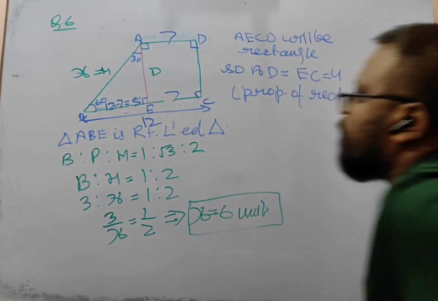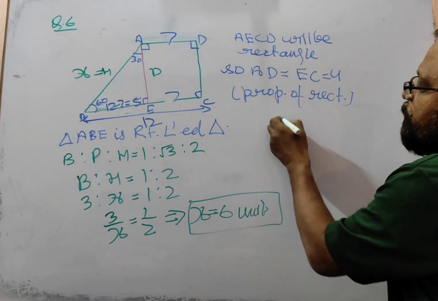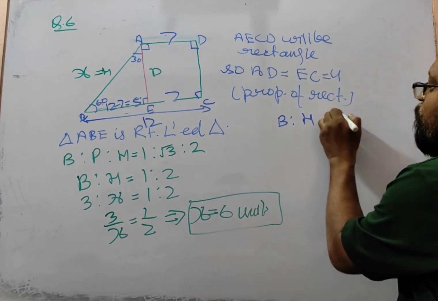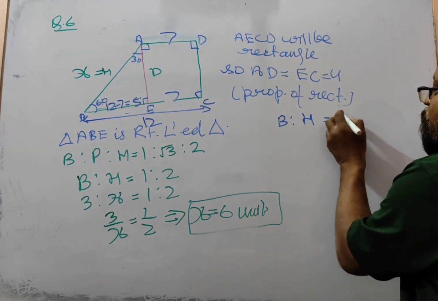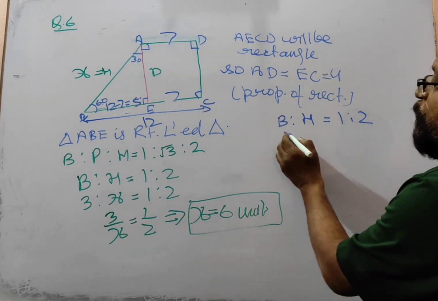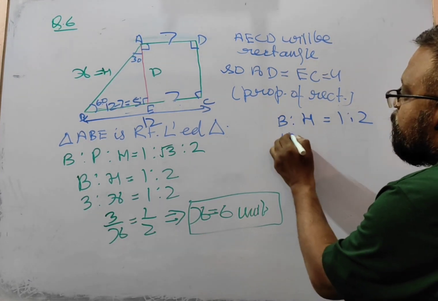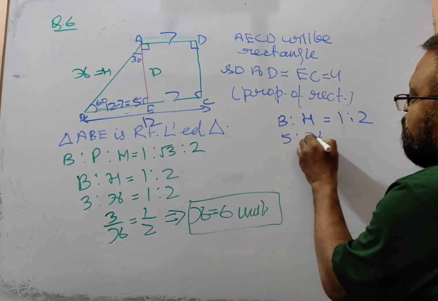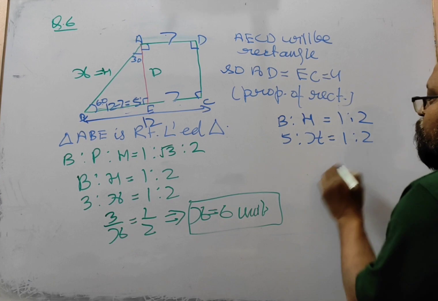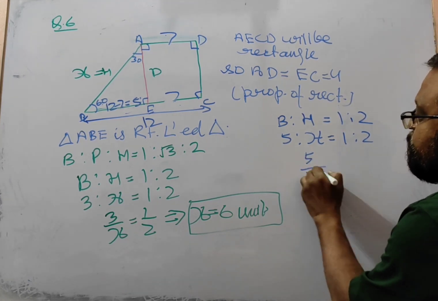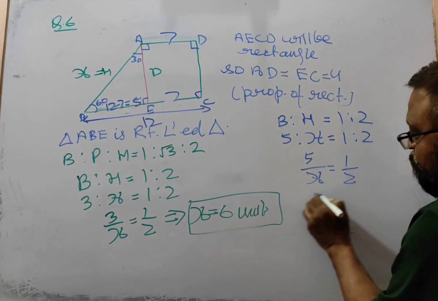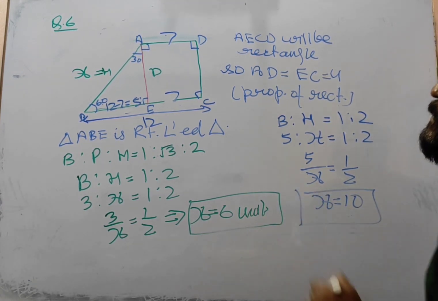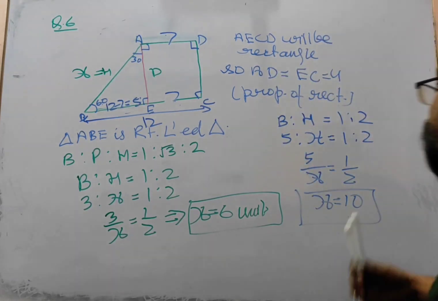So again we do the same way. Base ratio hypotenuse is equal to 1 is to 2. So base is 5, and the hypotenuse X we have to find is 1 is to 2. So 5 upon X is equal to 1 upon 2. So X is equal to 10. Did you understand?